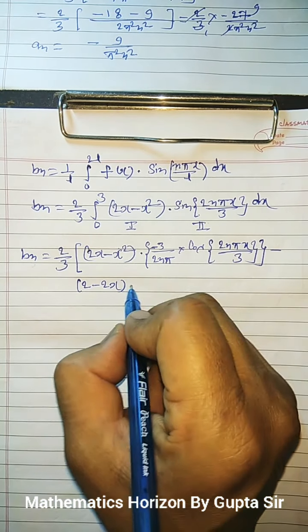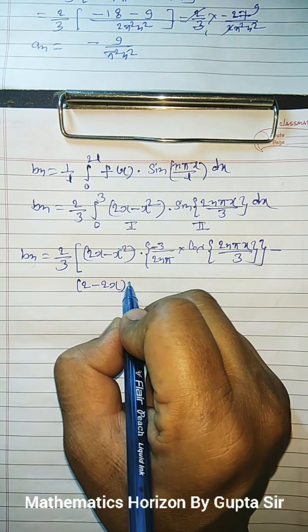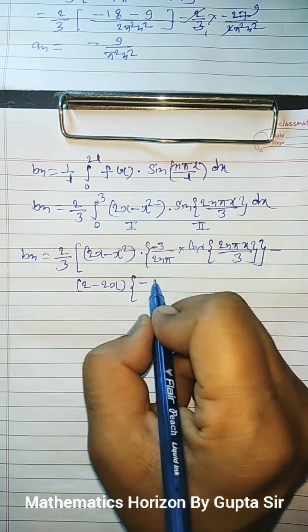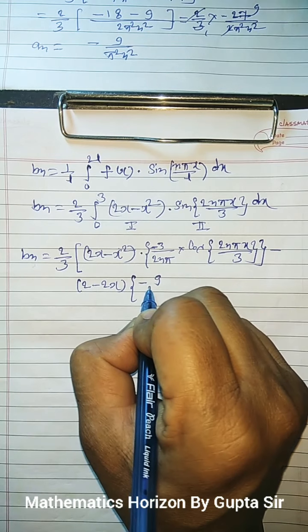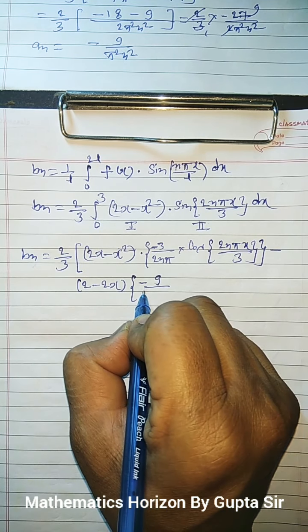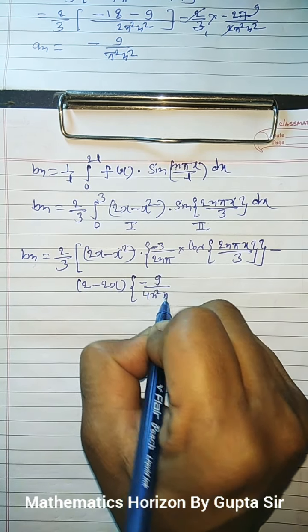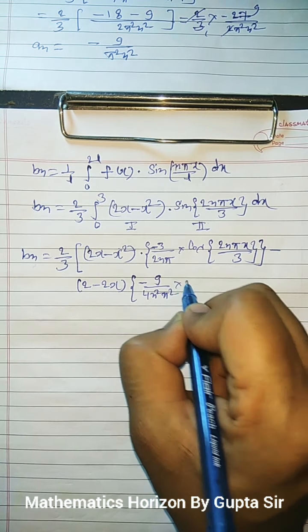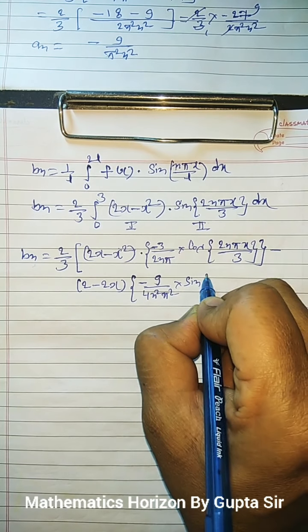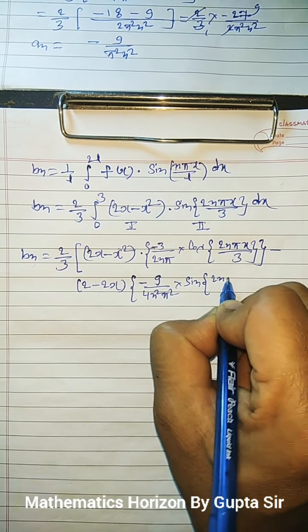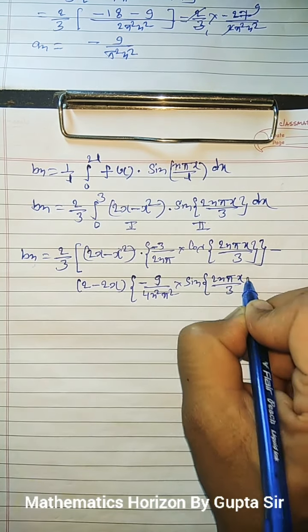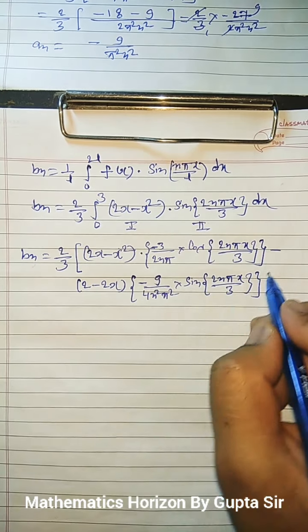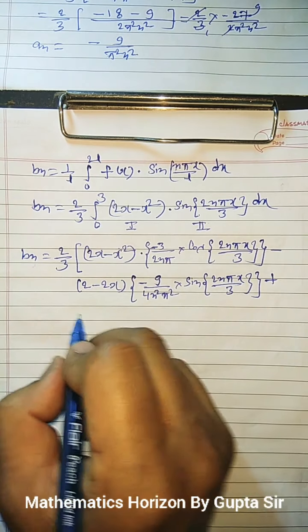Integration of second. Integration of second means here we have minus 9 upon 4n square pi square, and integration of this cosine is sine 2n pi x upon 3. Okay, plus minus alternate, then plus sign.